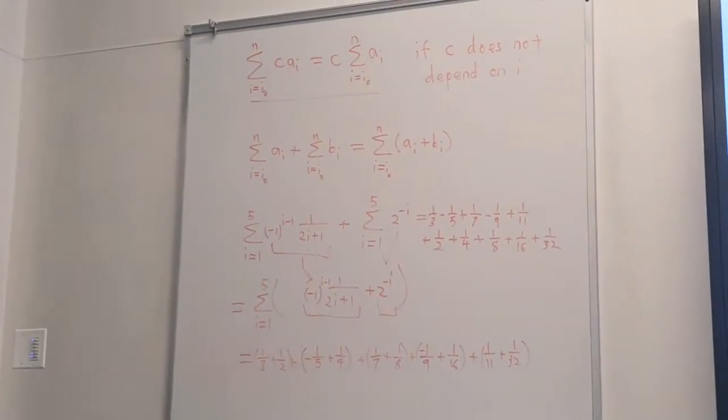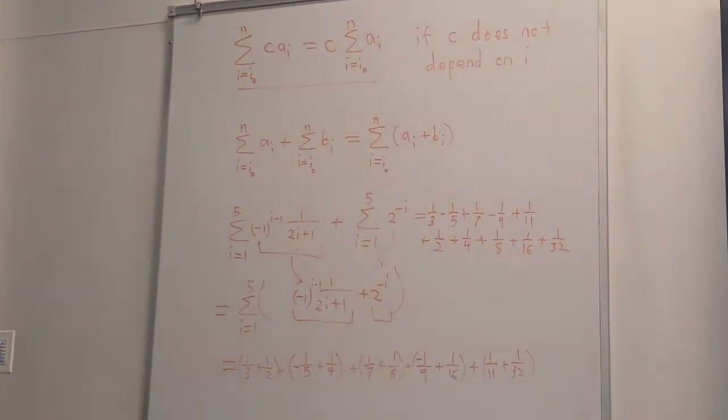And the last property is that the sum from i equals 1 to n plus 1 of i, m.